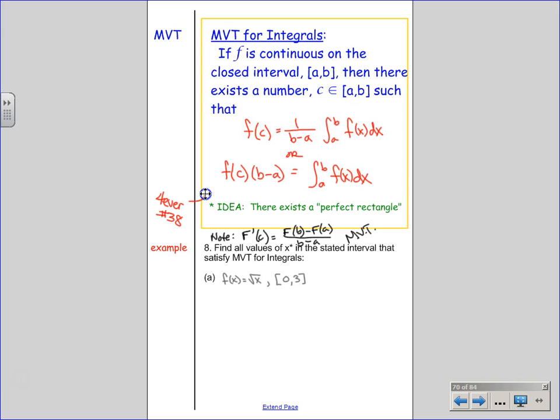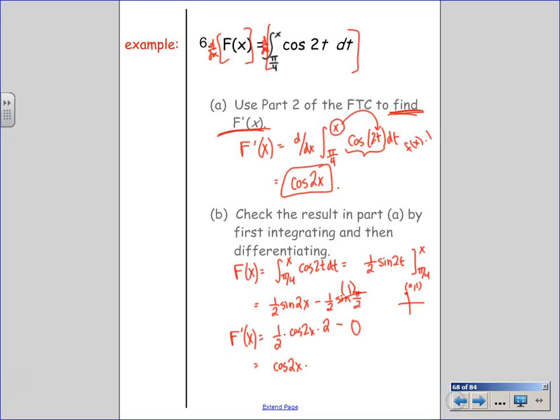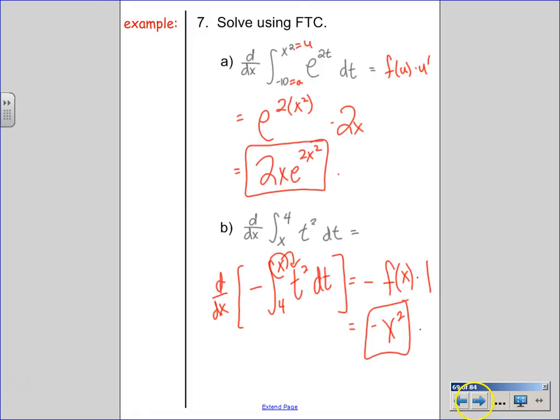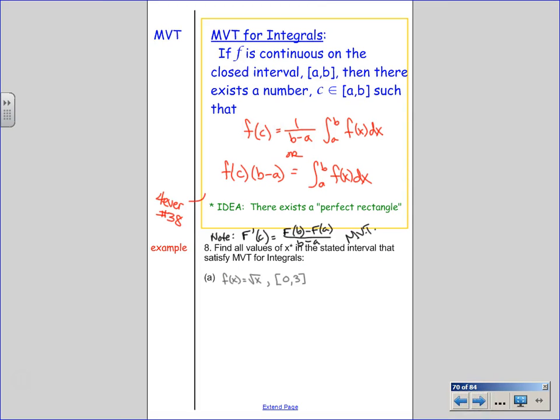I think, wasn't 37 the last forever card? Isn't this 38? Yeah, because this one's 37. Average value. All right, cool kids, we're done. Sorry, we're good. You just needed to get that last formula so you can use it whenever the book says MVT for integrals.